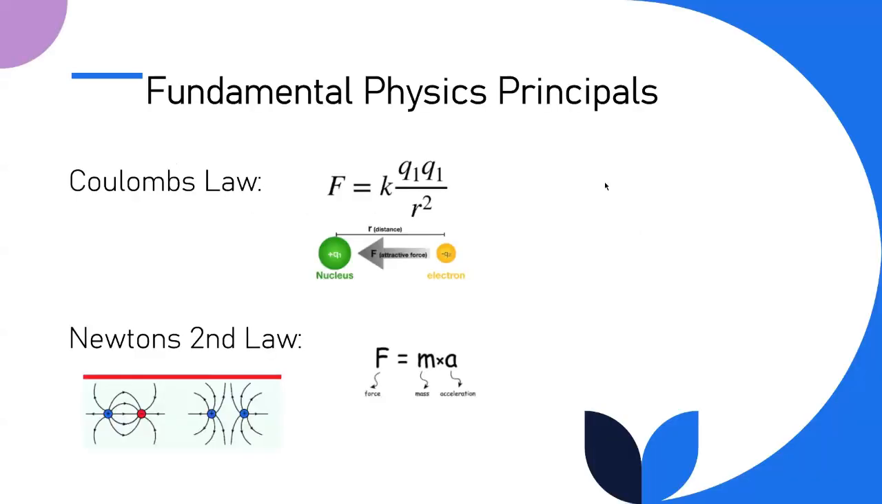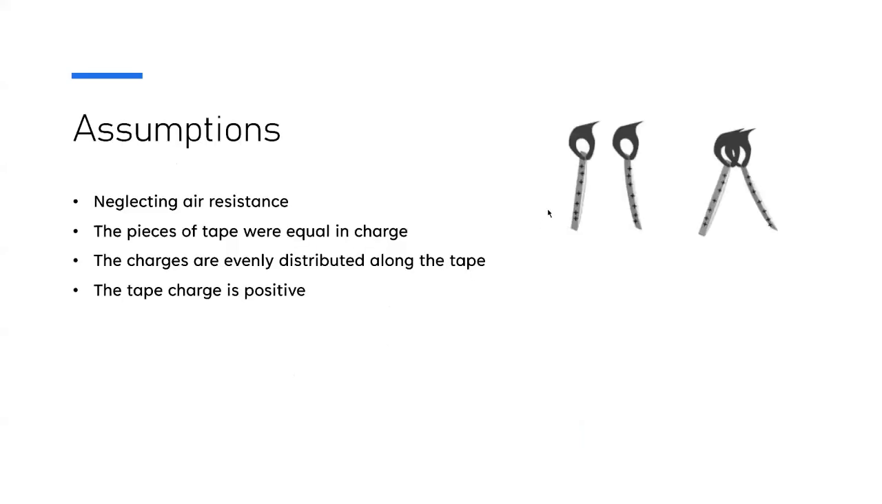So the fundamental physics principles used in this lab are Coulomb's law to calculate the electric force and the electric field of the charge tapes. And we also use Newton's second law, which we use to calculate the electric charge of the tapes by setting it equal to the force of gravity. Some assumptions that we made in this lab were that we neglected air resistance, the pieces of tape were equal in charge, the charges are evenly distributed along the tape, and that the tape charges are positively charged.